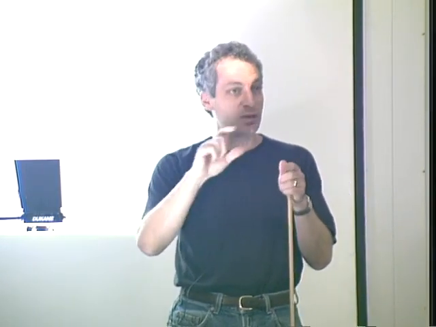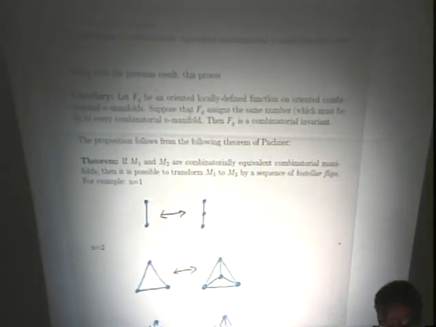Right? And that's really easy to see by Pachner's theorem, which tells you that if you have combinatorially equivalent manifolds, you can get from one to the other by relatively simple steps called bistellar flips. And so what you have to know is that if you do a bistellar flip to something, the result is cobordant.